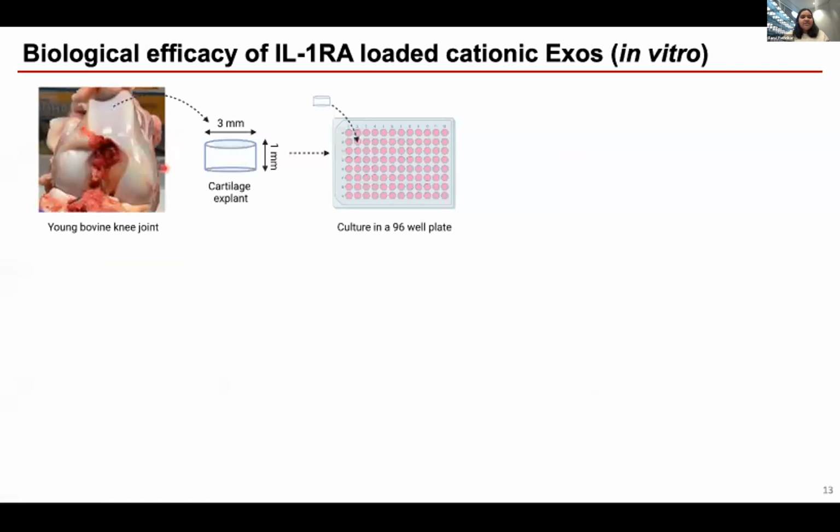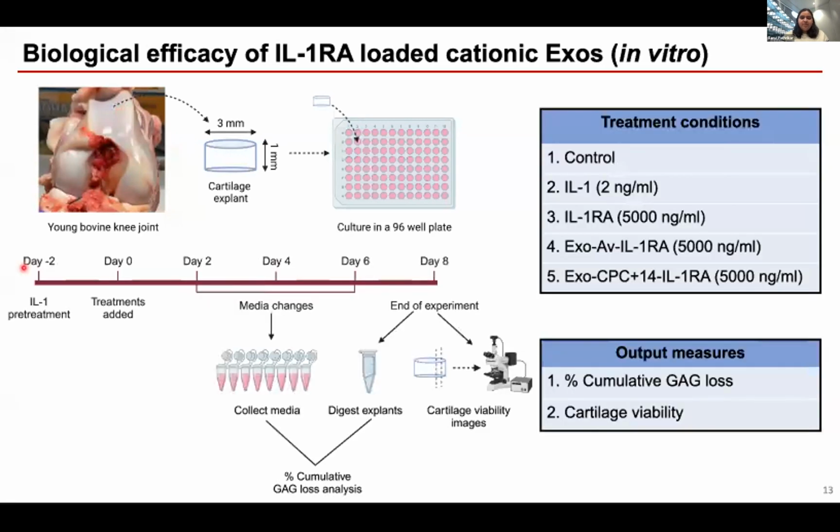We started by harvesting 3 mm by 1 mm cartilage explants from the femoral groove of a young bovine knee joint. These explants were then cultured in a 96-well plate. After the 48-hour free swelling period, we introduced the IL-1 treatment for another 2 days. After 2 days, we added our treatments that are shown here in this table. The media was changed every 2 days, and at the end of the experiment, which is day 8, the explants were digested. The collected media and digested explants were then used for a cumulative GAG loss analysis. At the end of the experiment, we also sectioned some cartilage explants to study the viability.